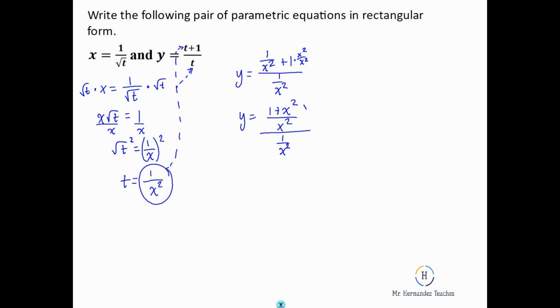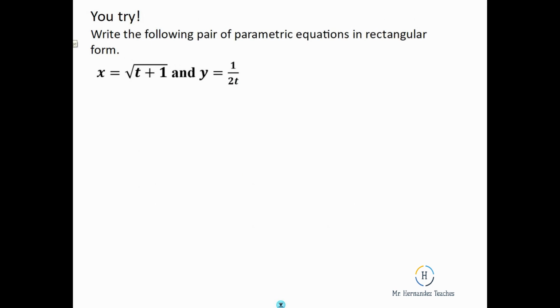We have a fraction on top of a fraction, so we're going to flip and multiply by the reciprocal. So y equals (1 plus x squared) over x squared times x squared over 1. That divides out with that, and now we have y equal to 1 plus x squared, or x squared plus 1. It doesn't really matter. I think x squared plus 1 is going to look a lot better because that's in standard form. I told you guys it's going to be quick. You're going to love this because it's not graphing. So go ahead and give this one a shot.